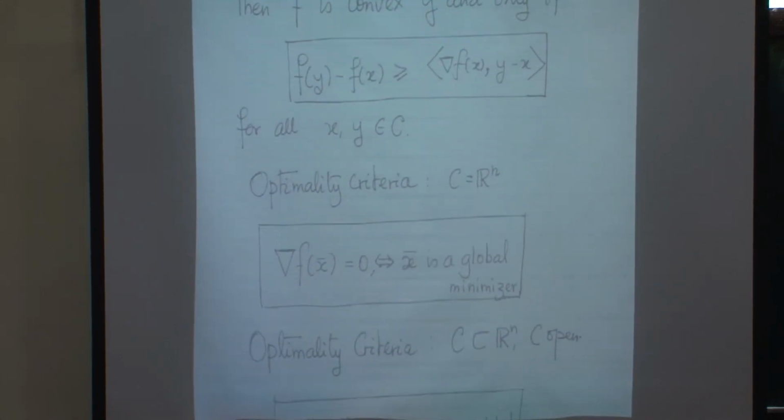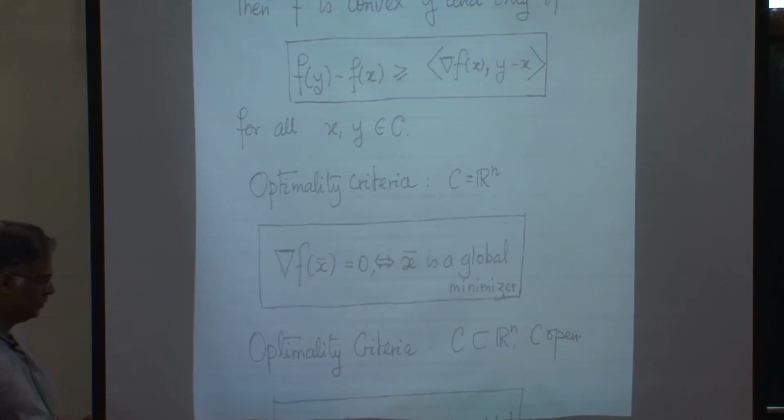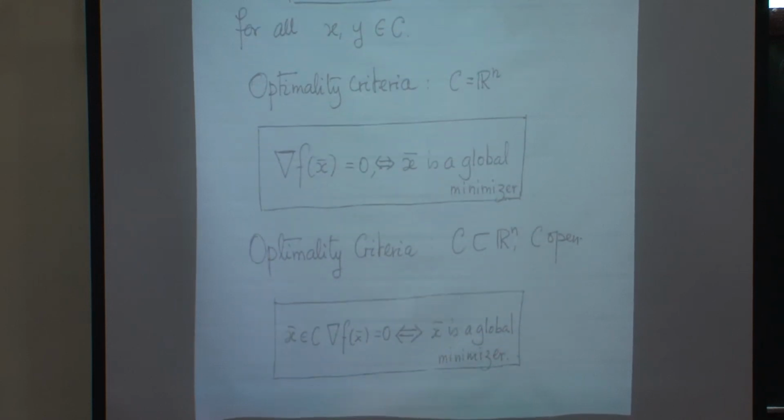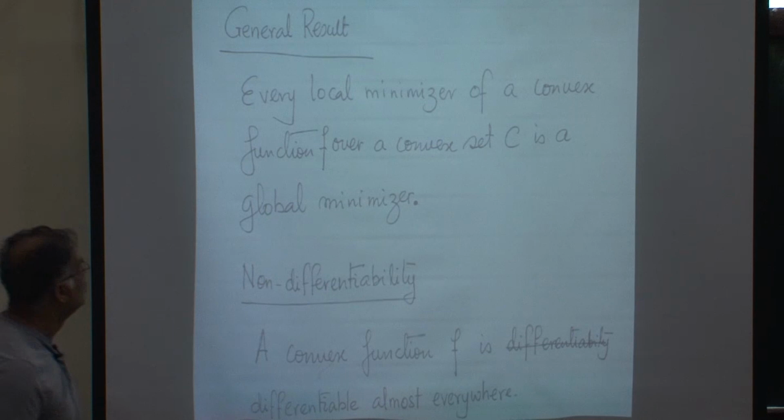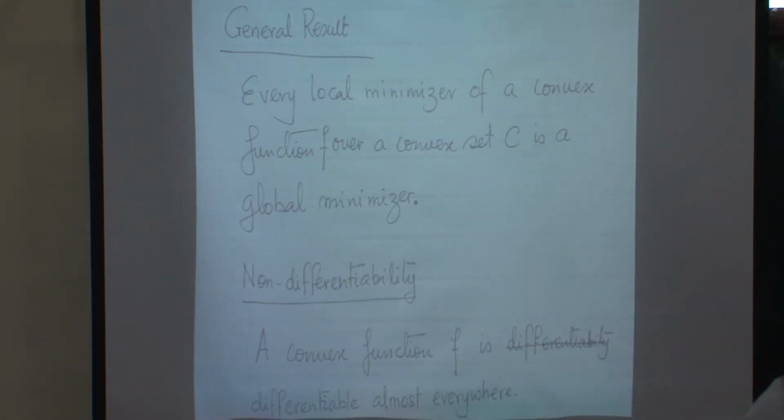So if C is equal to Rn, this is the optimality criteria. And if C is open, like what we have just done, then this is the optimality criteria. So the general result is the following. Every local minimizer of a convex function over a convex set C is a global minimizer.